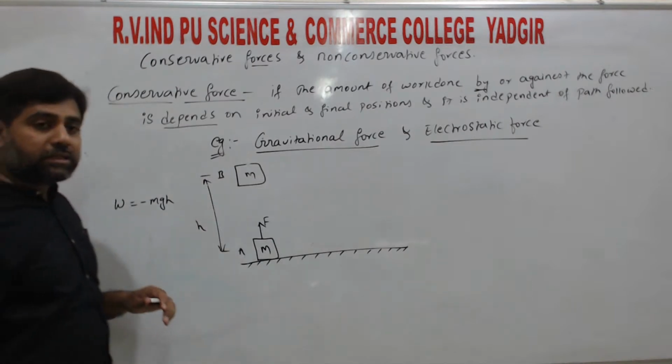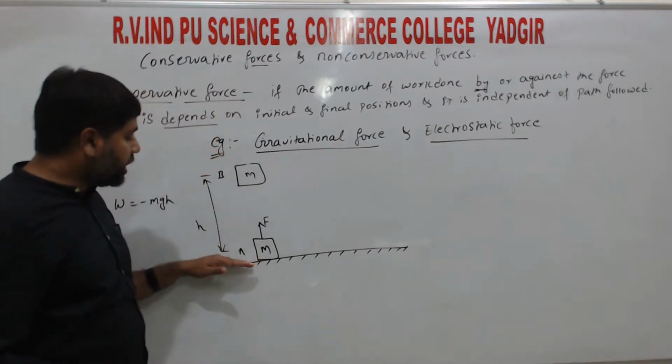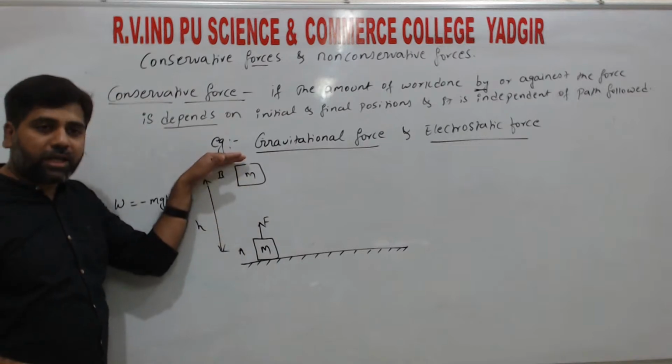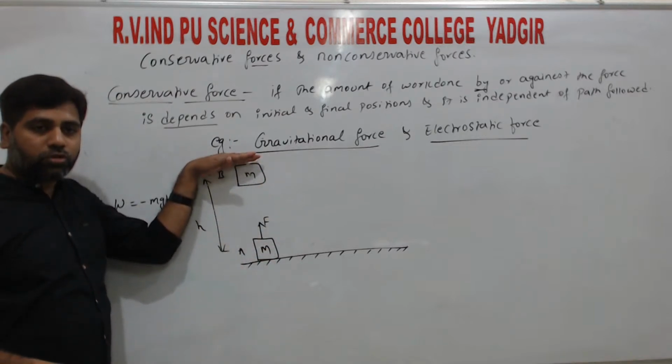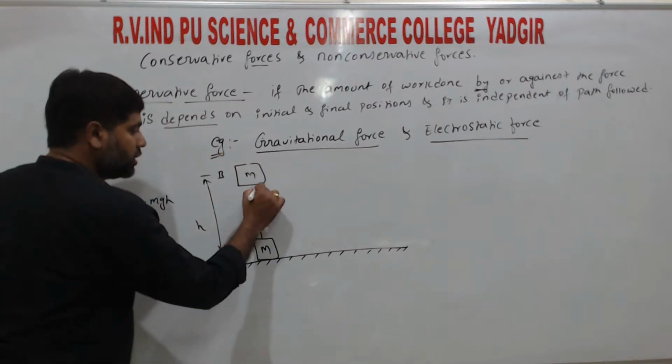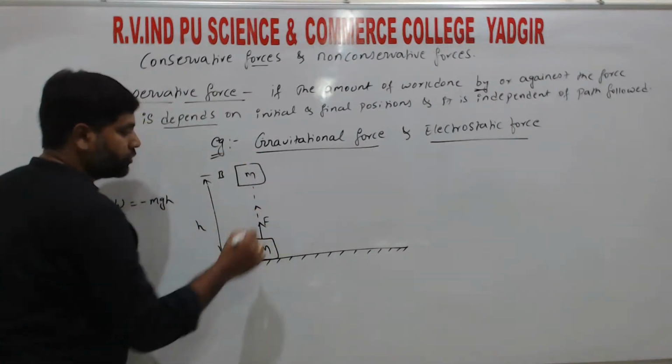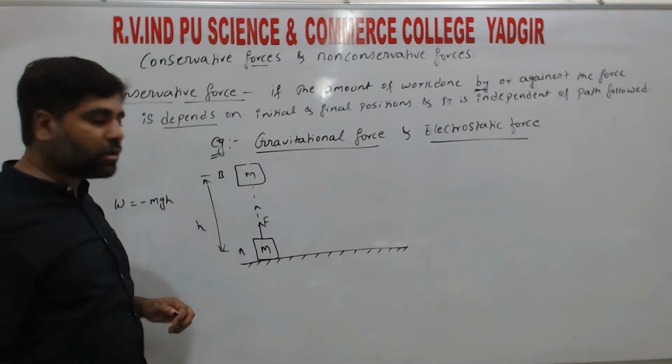So next, considering another case. So here we took initially the vertical height. We chose the path vertically, in this direction. So now we can choose some other path.